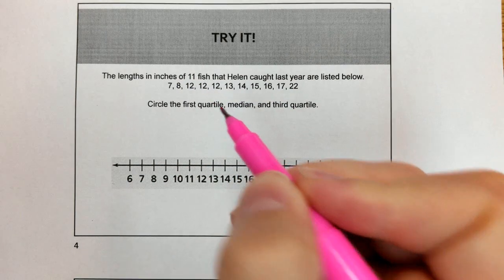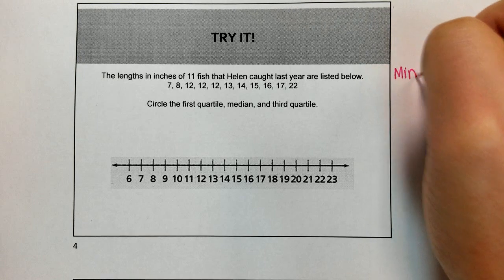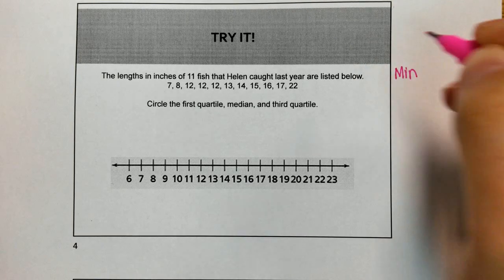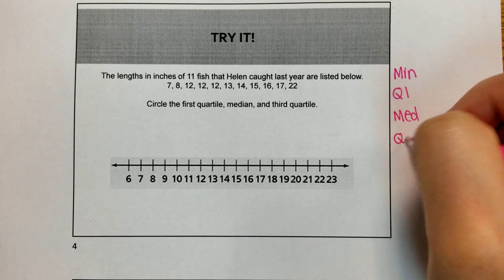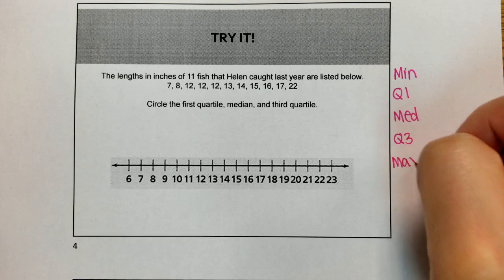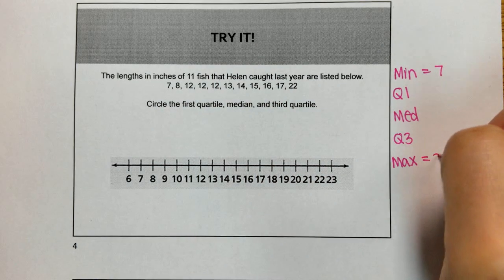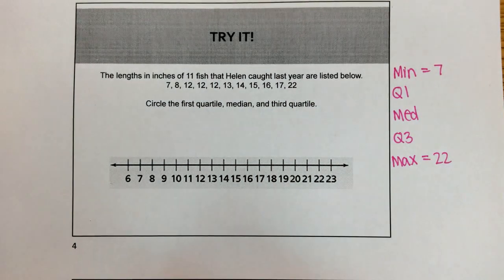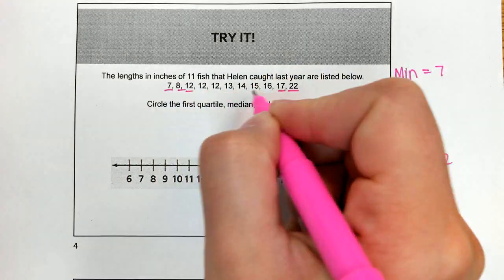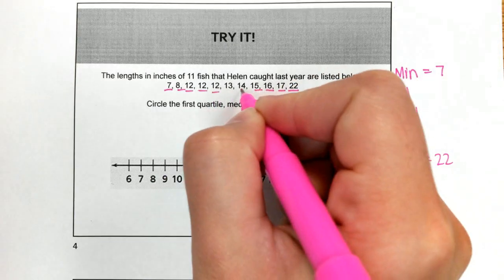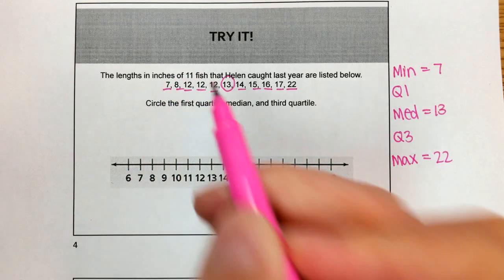So to get the 5 pieces of data we need, we already know our minimum, maximum, but I'm just going to write down what we need. Minimum, quartile 1, median, quartile 3, and then maximum. So our minimum, smallest number, is 7. Maximum, biggest number, 22. Now I'm going to go ahead and get my median. So I'm going to go left, right, left, right, left, right, left, right, left, right. Middle number, 13.